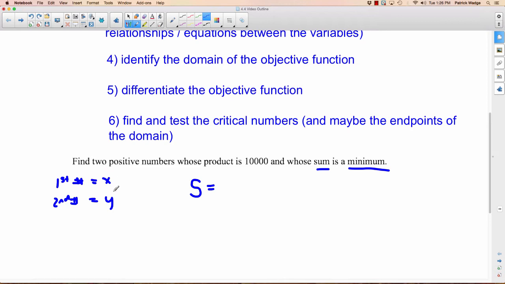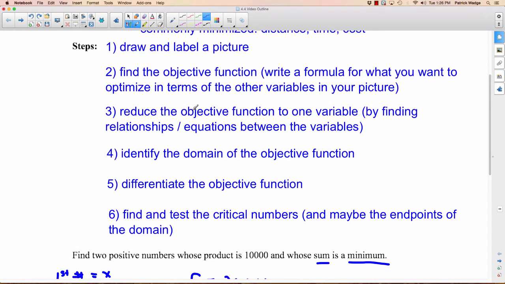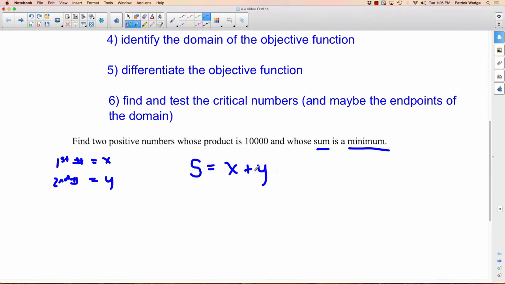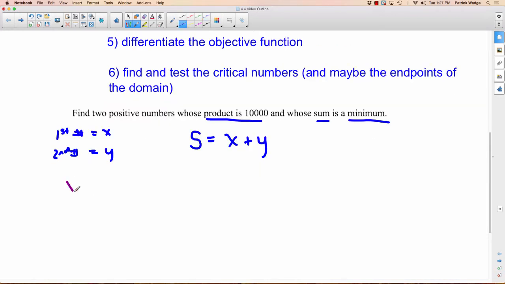of x and y. But here's the thing, if we just put x plus y here, we have 2 variables. And the third step says, get it down to just one variable. You don't want to have 2 variables, you just want one. So we have to figure out a relationship between x and y so we can get rid of one of those variables. Well, it tells us right here that the product of the 2 numbers is 10,000. So we know that x times y equals 10,000.